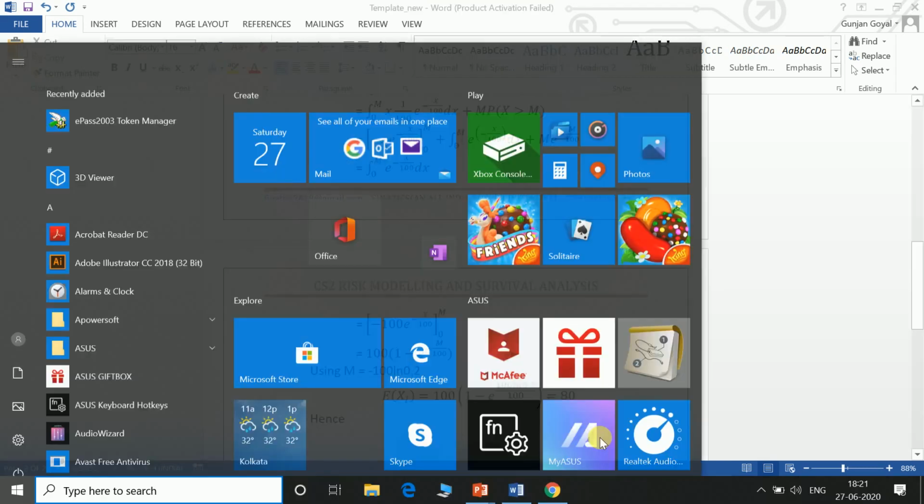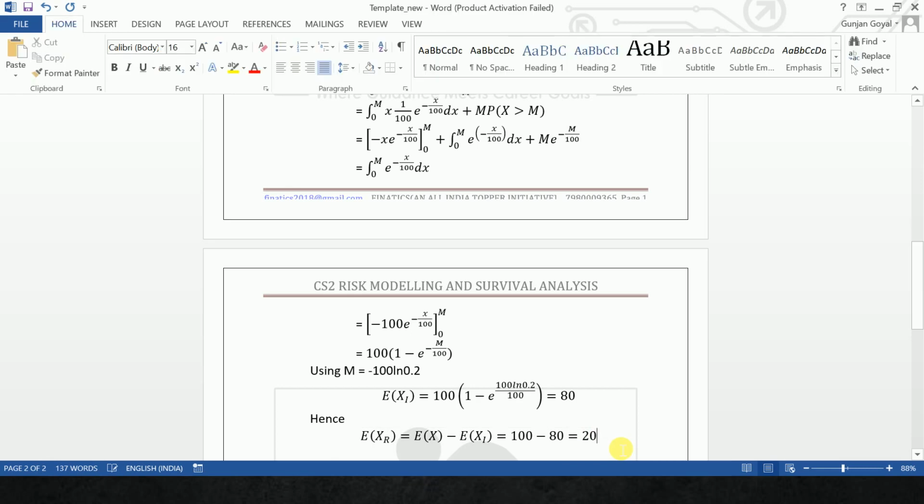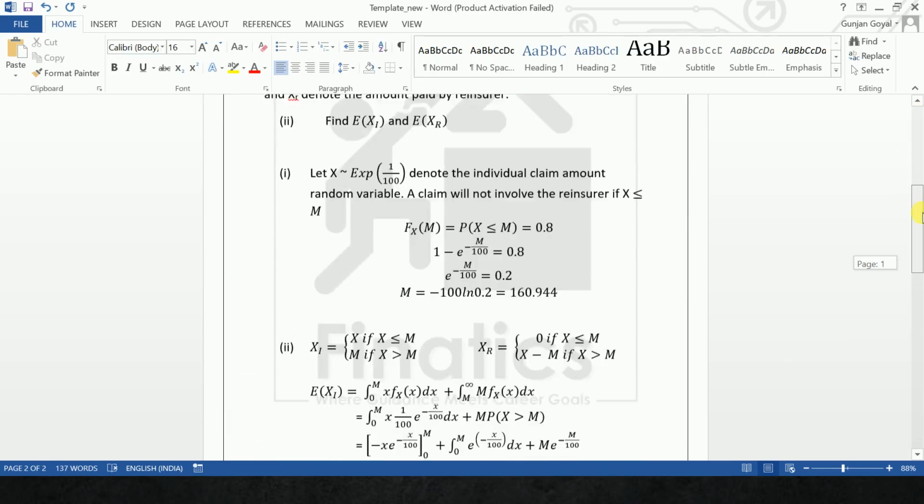And hence expectation of XR is equal to expectation of X minus expectation of XI, which is equal to 100 minus 80, which is equal to 20. So this solves our reinsurance sum on Word.